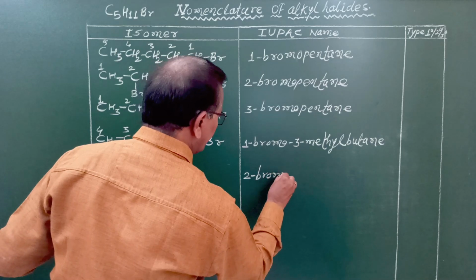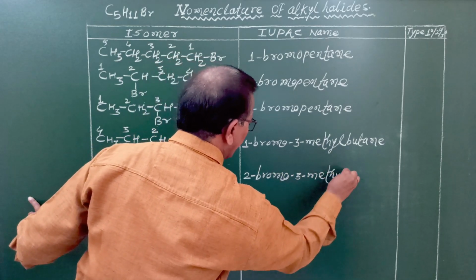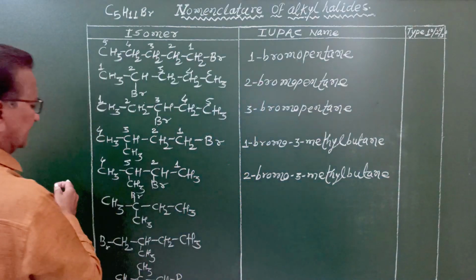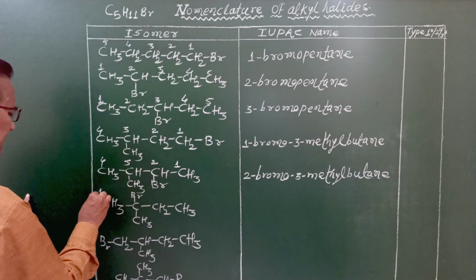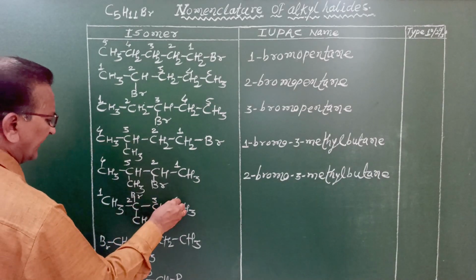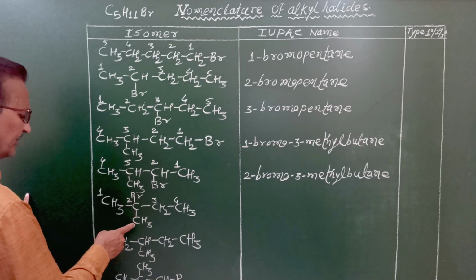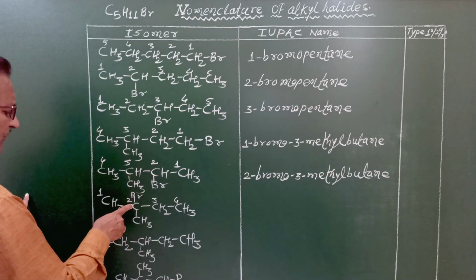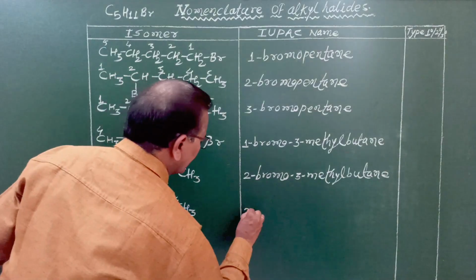2-bromo, 3-methyl, again butane, because in the longest continuous chain there are 4 carbon atoms. Now in this case, numbering should be started from the left side. 1, 2, 3 and 4. Since the bromine atom is bonded to carbon number 2, the methyl group is also bonded to carbon number 2. Therefore, what is the complete name of this compound? 2-bromo, 2-methyl butane.